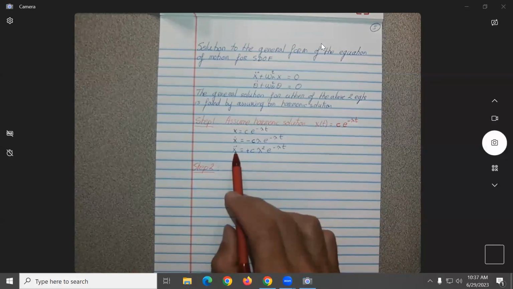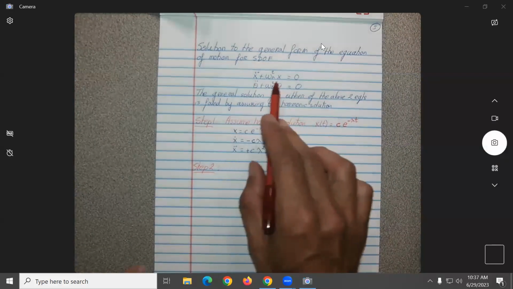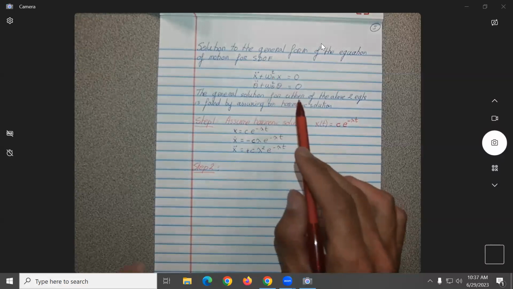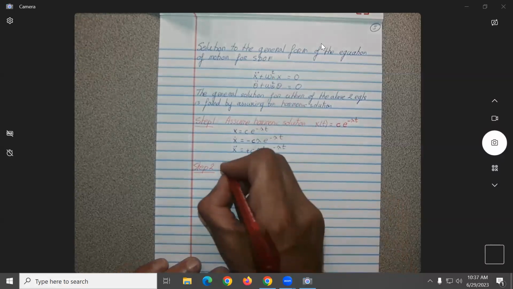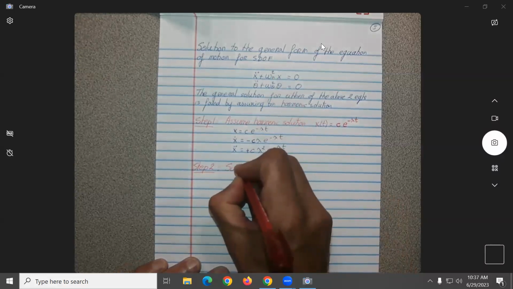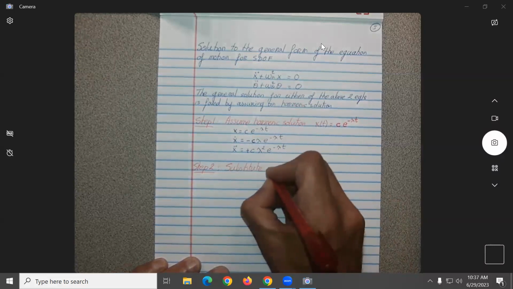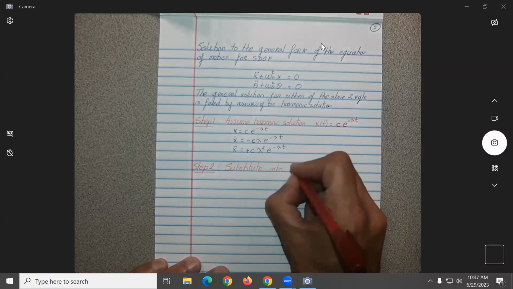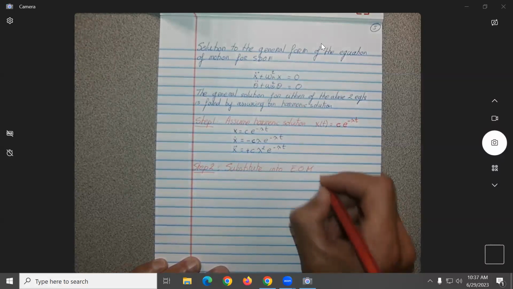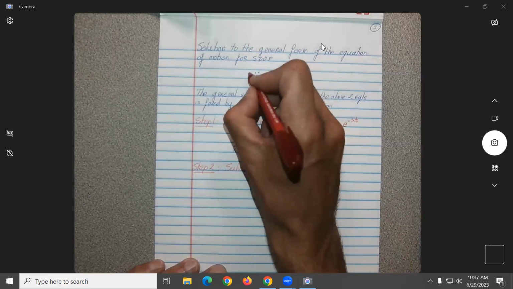Okay, why do we do this? What can we do now? We can go and plug it in or substitute, no? So substitute into the equation of motion. So remember, I'm using this one.